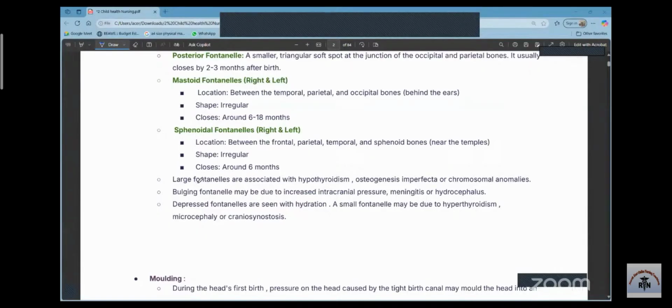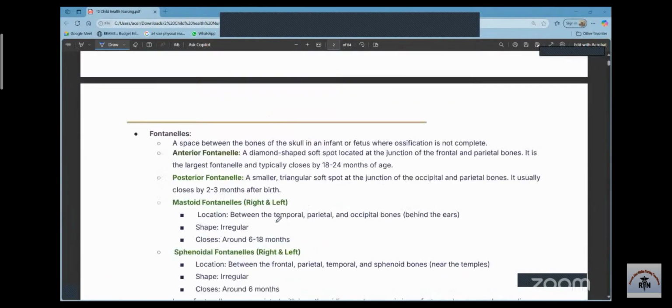A bulging fontanelle may be due to increased intracranial pressure, meningitis, or hydrocephalus. Depressed fontanelles may be seen with dehydration. As we all know, if the baby is suffering from diarrhea, a depressed fontanelle is one of the clinical manifestations. A small fontanelle may be due to hyperthyroidism, microcephaly, or craniosynostosis. So these are regarding the fontanelle.